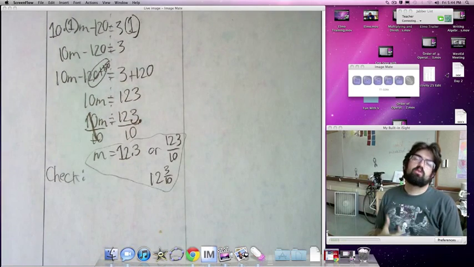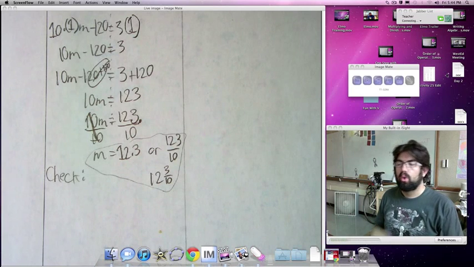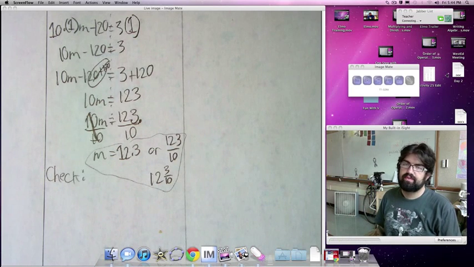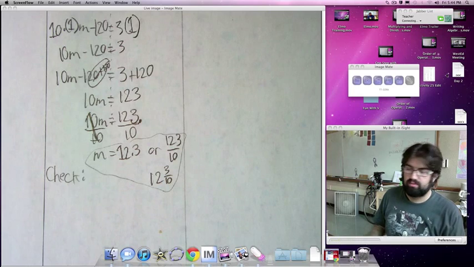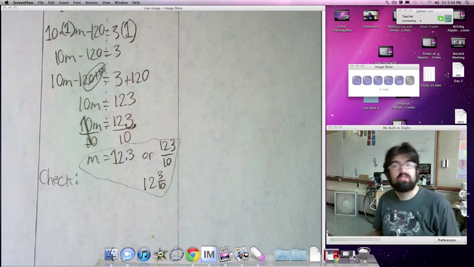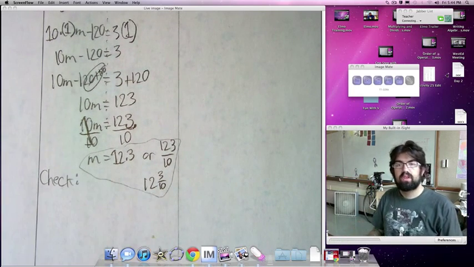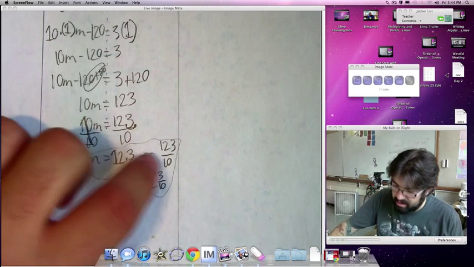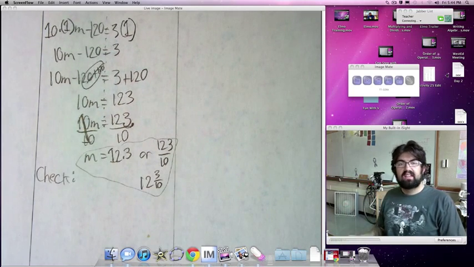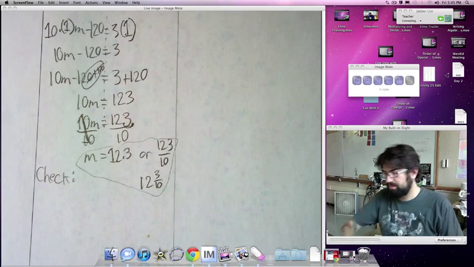It depends on the multiple choice, what they ask for, or what the directions say at the top of the test. Give your answer as a decimal. Done. Give your answer as a mixed number. Done. Give your answer as an improper fraction. Again, it all depends on what they're asking for.